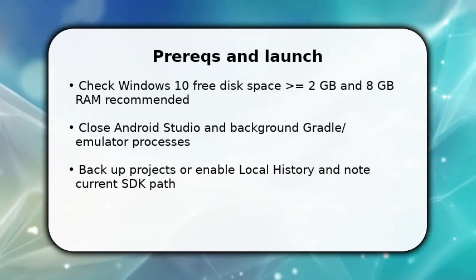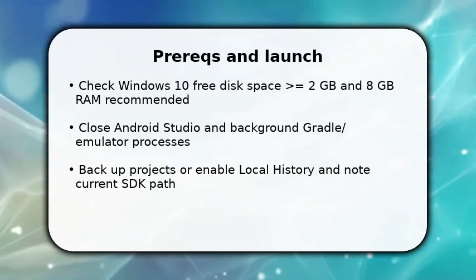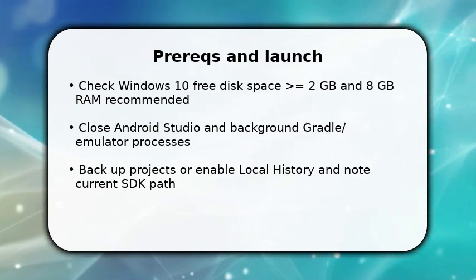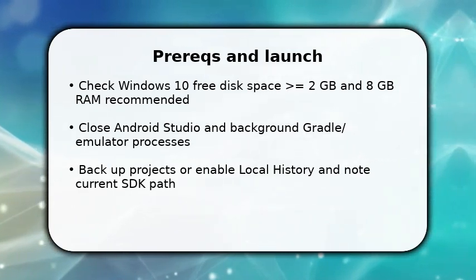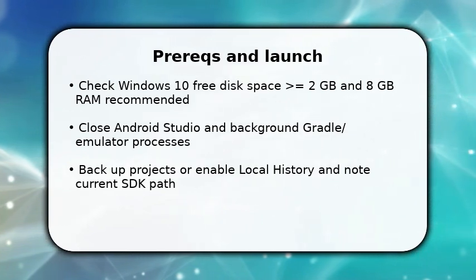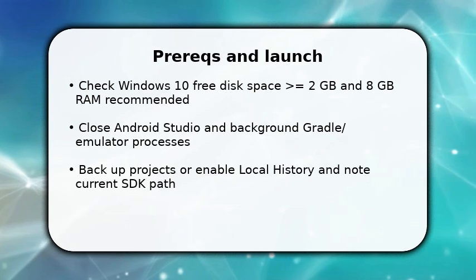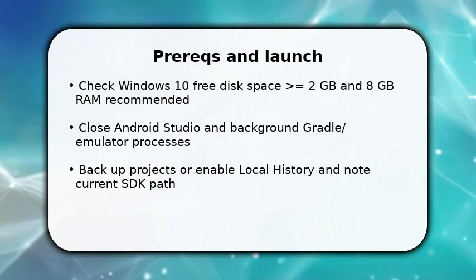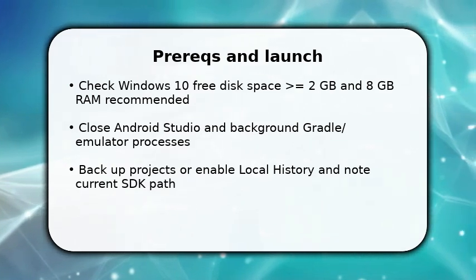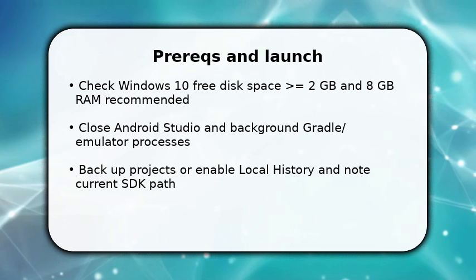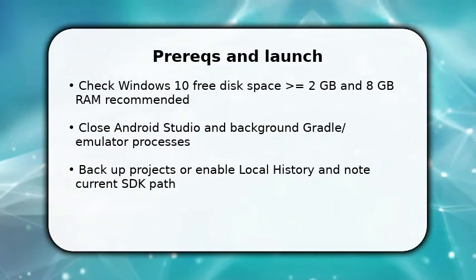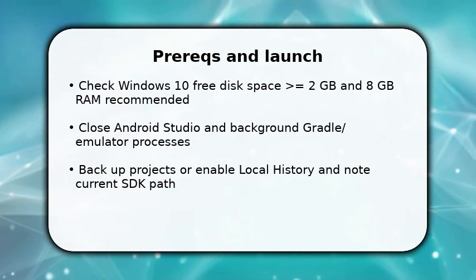You start by confirming prerequisites, free disk space, and a stable internet connection. Once done, close Android Studio and kill Gradle and emulator tasks so installers can modify files. Make sure you back up active projects or rely on local history, and note your Android SDK path in case a reinstall is needed. Now open Android Studio as administrator so updates can write to program files. This gets you ready to trigger the built-in update mechanisms without permission errors.